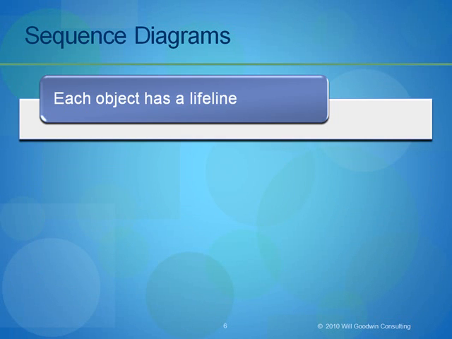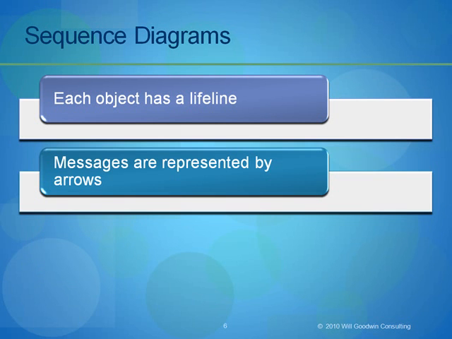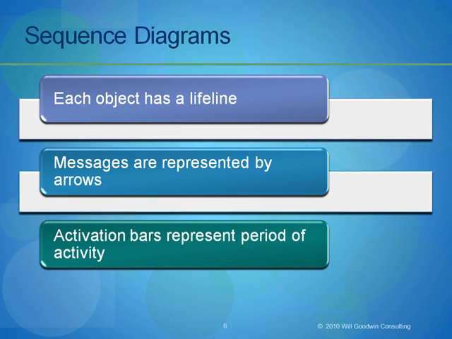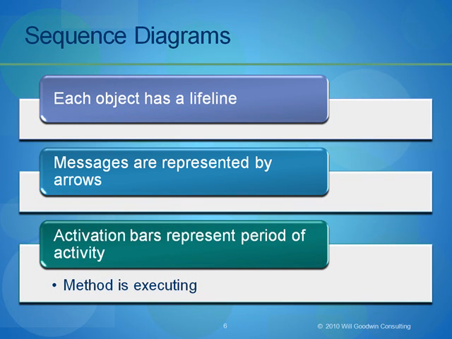Each object in a sequence diagram has a lifeline that indicates the existence of that object and how it's going to be available and when it's going to be executing. Messages are sent to an object, and those are represented by an arrow, and we can label that arrow with the message name and parameters and return type and so forth. An activation bar, which sits over the top of the lifeline for an object, represents the period of time when that object is actively executing the method that was invoked by the message arrow.